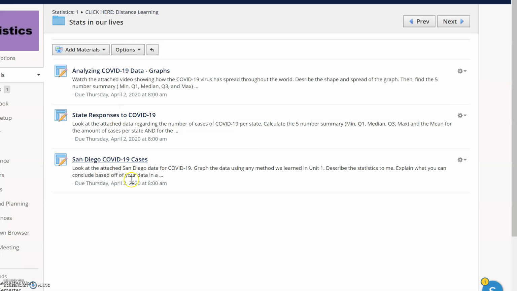So those are your 3 assignments for this week. If you have any questions about those assignments, please feel free to email me. I will caution you, if you email me, it will take me a little bit to respond. Over the weekend, I've received over 200 emails. So I am sorting through those and responding to people as quickly as possible, but please be patient with me.